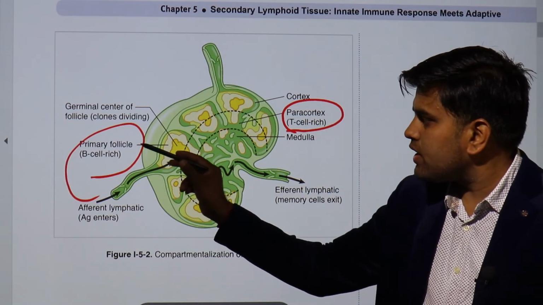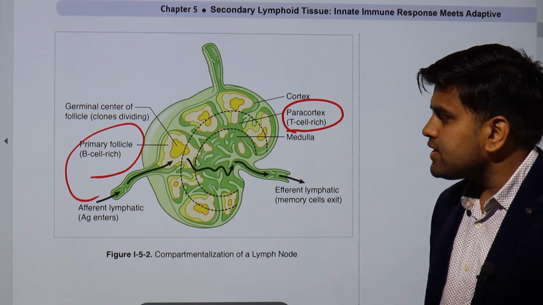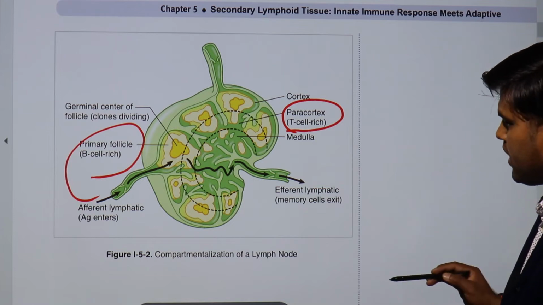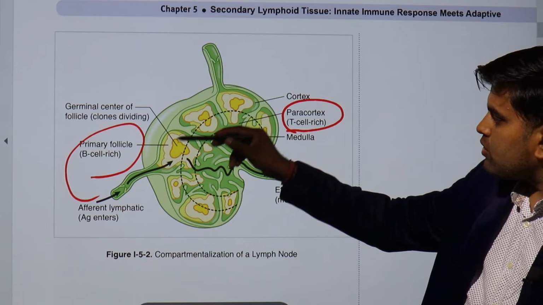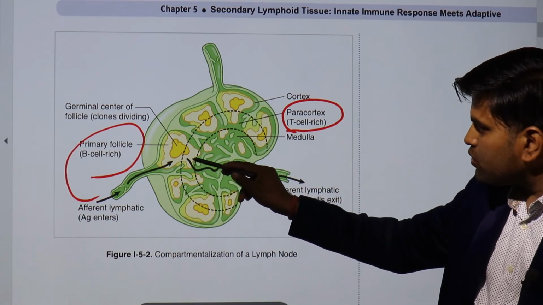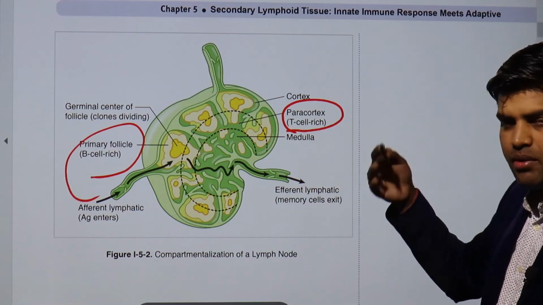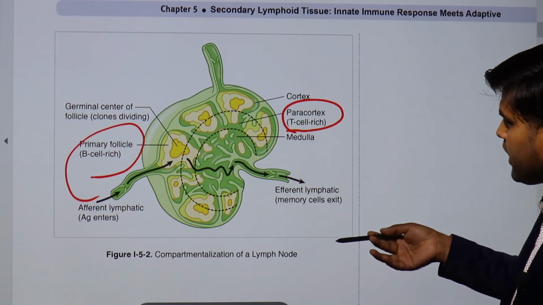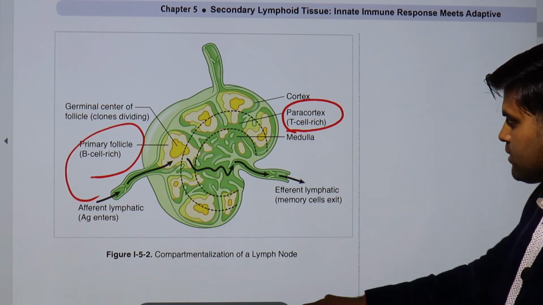Where the B cells are located: they are located in the primary follicle, the cortex region, which is B cell rich. You have to understand that there is the cortex, then the paracortex, and the medulla. Fluid enters from here and goes into the paracortex region, where the T cells encounter it. They process and present it, and then further move the reaction toward antibody production. The exit site is the efferent lymphatics.